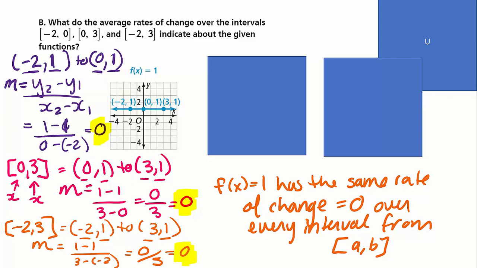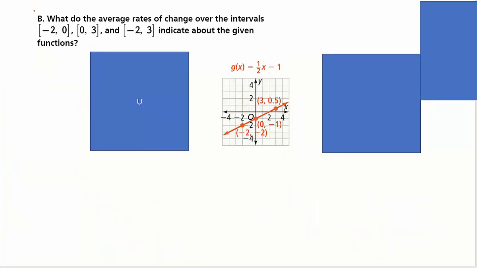Let's try another equation. Our next equation is g of x is equal to 1/2 x minus 1. As you can see, this has a slightly positive slope. We're going to start by doing the interval of -2 to 0. So we first need to find the coordinates from -2 to 0. So that means we have -2, -2 to 0, -1.